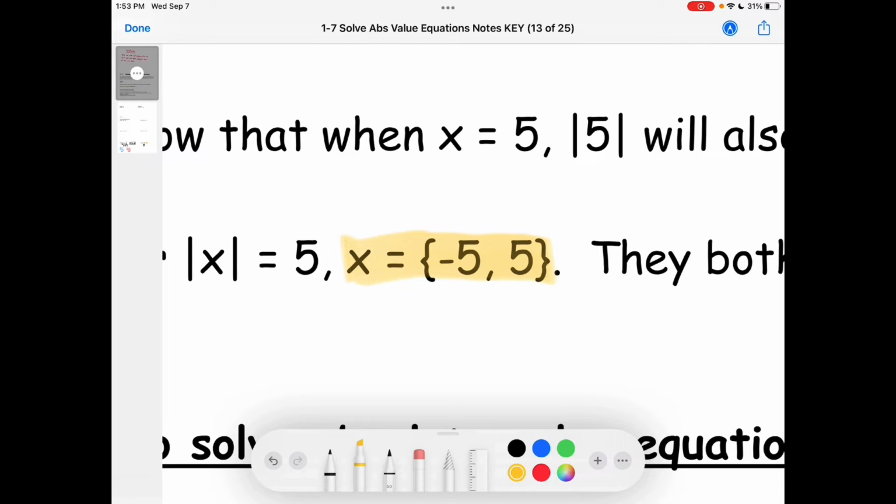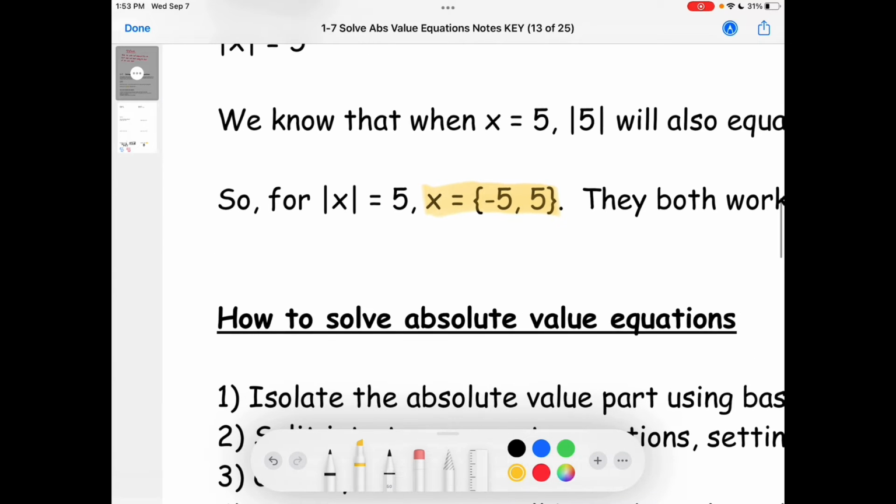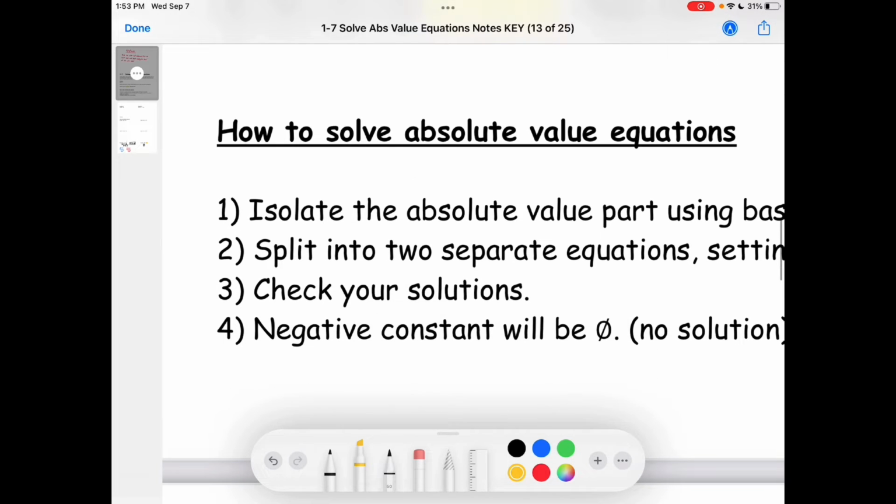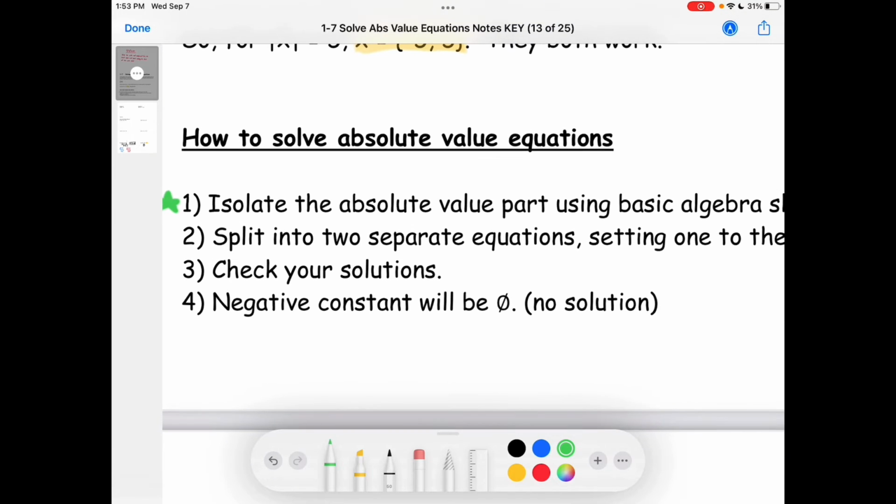So the reason that we're going through all of this is because when we look at all these equations that we're going to do today, you're going to come up with two solutions for all of them, okay? So we're going to follow these steps that are printed on your page right there. I want you to go ahead and put a star next to number 1, how to solve absolute value equations.